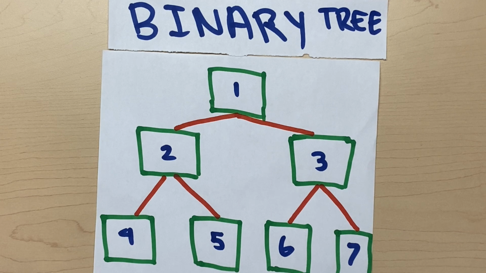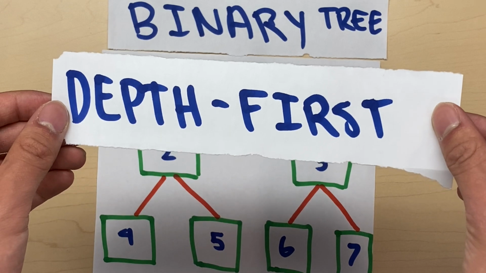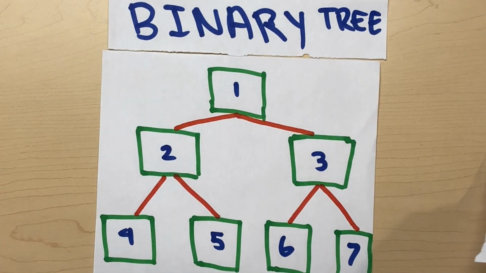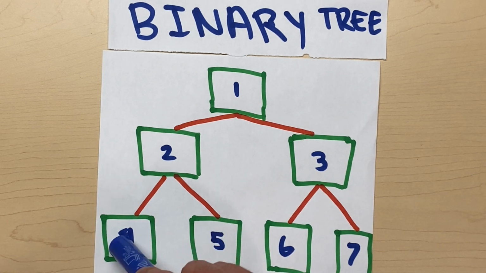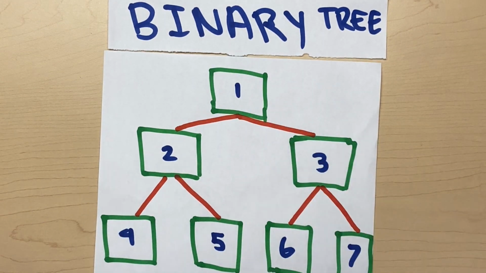Now we just saw the breadth-first traversal. Now there's something called the depth-first traversal. Instead of going level by level as in breadth-first, we're trying to go from the bottom up. In this case, the bottom would be node 4, and up would be node 1. There are three different ways to approach depth-first.